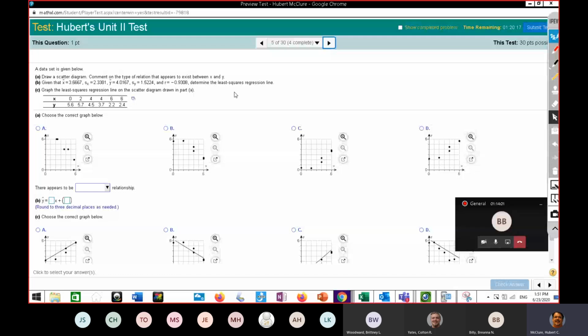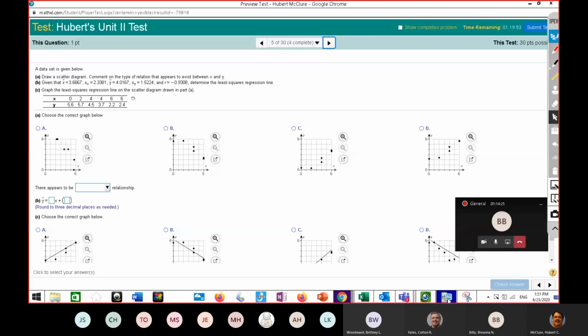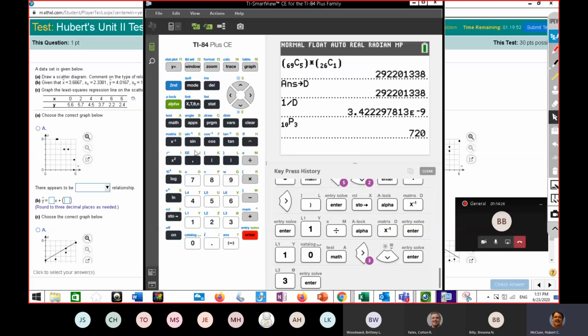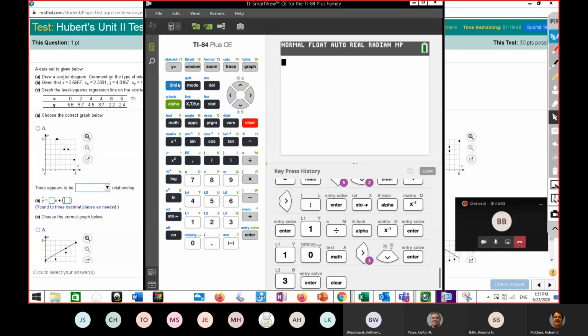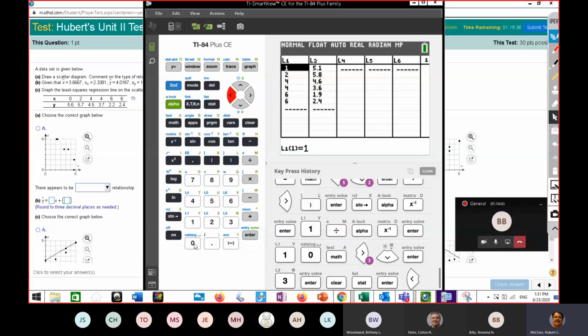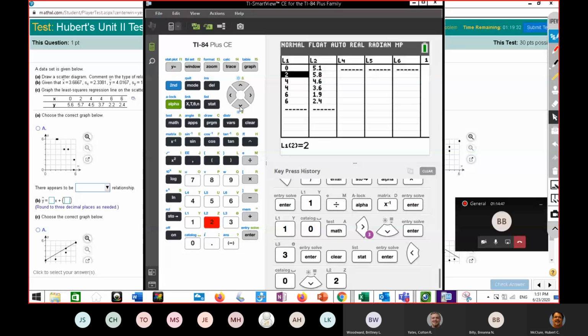Now remember what I told you about this question. They give you these numbers and you would have to type those. We can't do it on the Excel spreadsheet, so take your handy dandy calculator out and we're going to punch those numbers in. Stat, Edit. 0, 2, 4, 4, 6, 6.